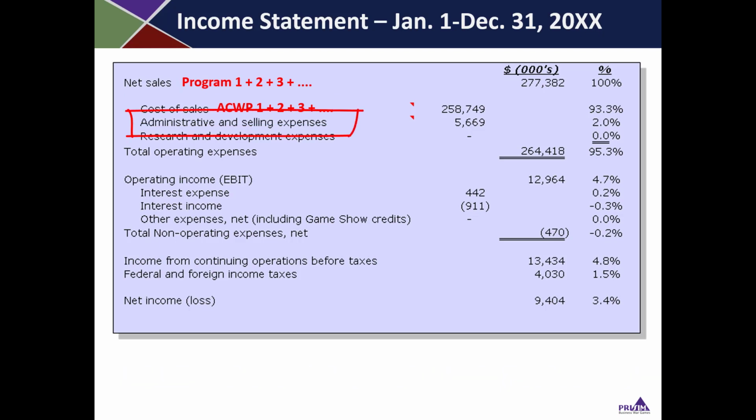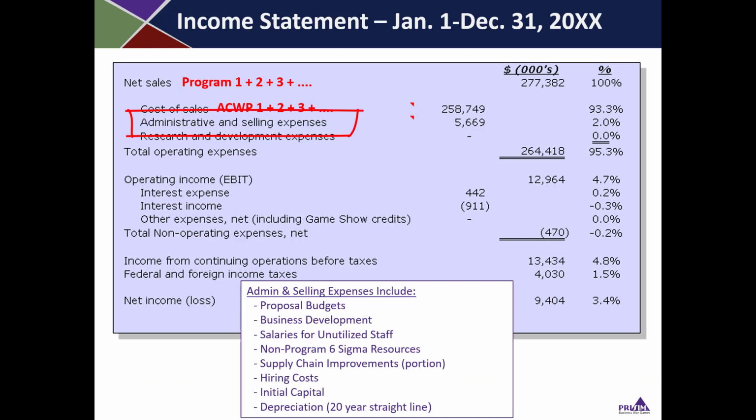Next line is admin and selling expenses. Here's a list of some of those items. And we've got research and development. These are investments for the future of the company. Internal research and development, or IRAD, technology investment that will help your company get to the next level.